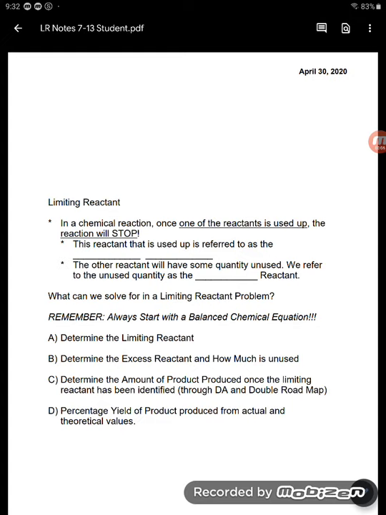This particular type of stoichiometry is called limiting reactant stoichiometry. And basically, to explain limiting reactant in very simple terms, it's whenever you run out of one of your reactants, that's it. You're done. The reaction cannot continue. So think of it like you're having a bonfire.